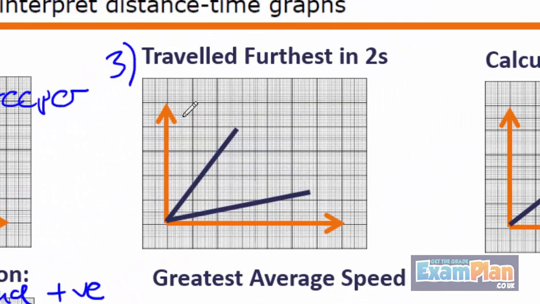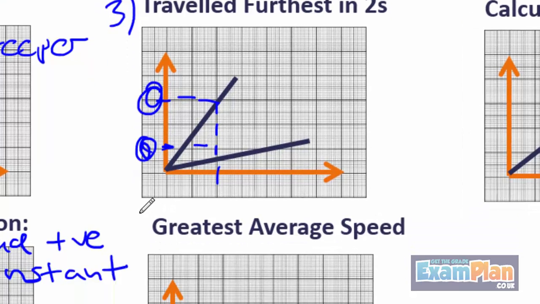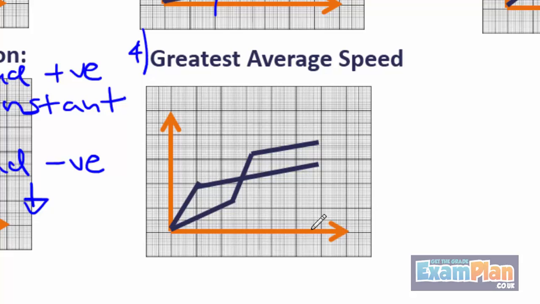3. Which has travelled furthest in 2 seconds? Well, this one has travelled further in 2 seconds as the distance on the y-axis is larger. 4. Greatest average speed. Okay, so they've both travelled the same amount of time on the x-axis. However, this one has travelled further in distance. This obviously means that it must have been travelling at a faster speed.